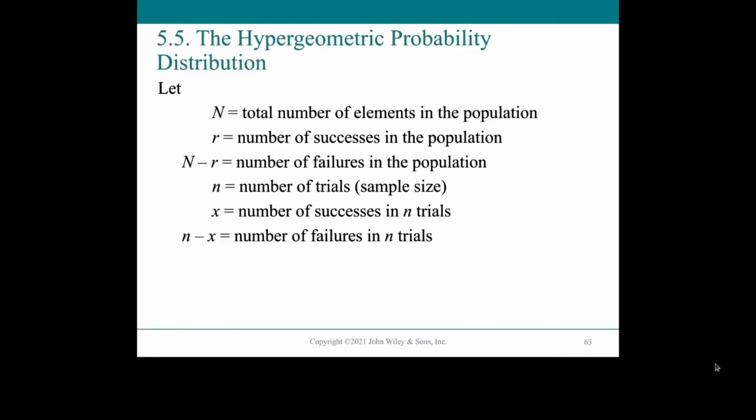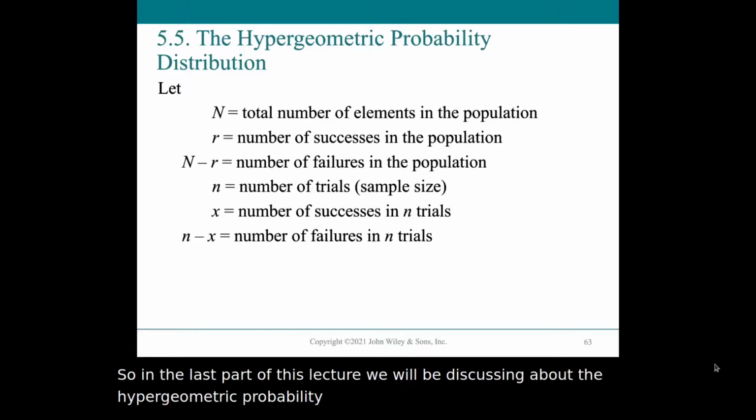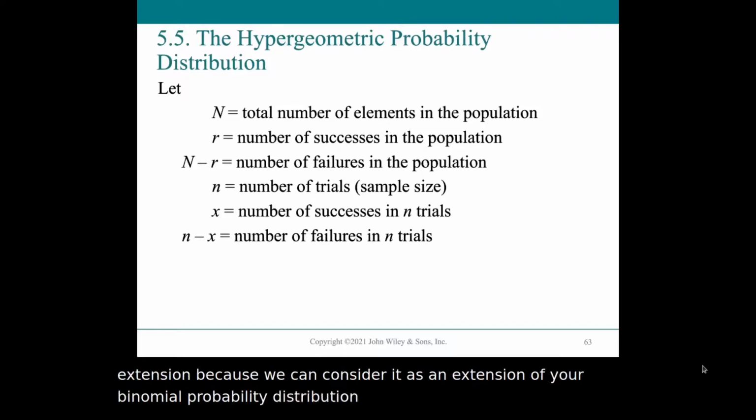So in the last part of this lecture, we will be discussing the hypergeometric probability distribution. So here it's actually an extension. We can consider it as an extension of your binomial probability distribution. So let's look at the formula first.